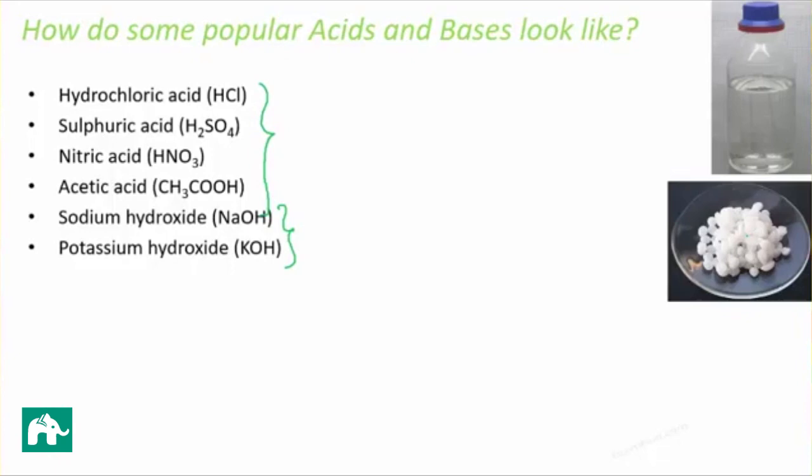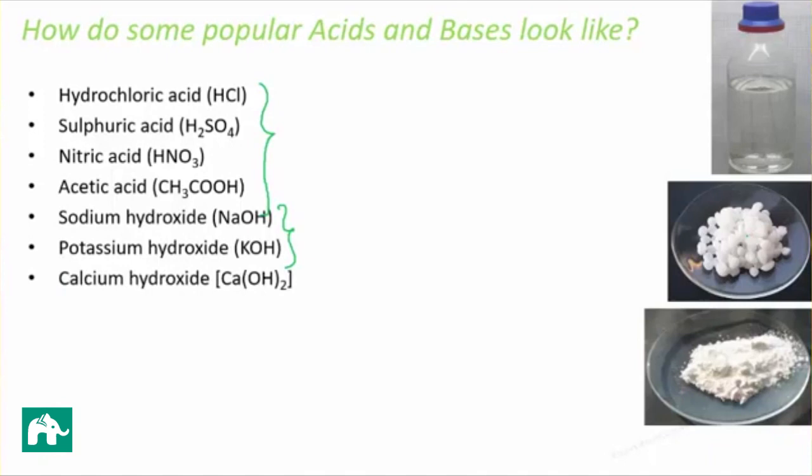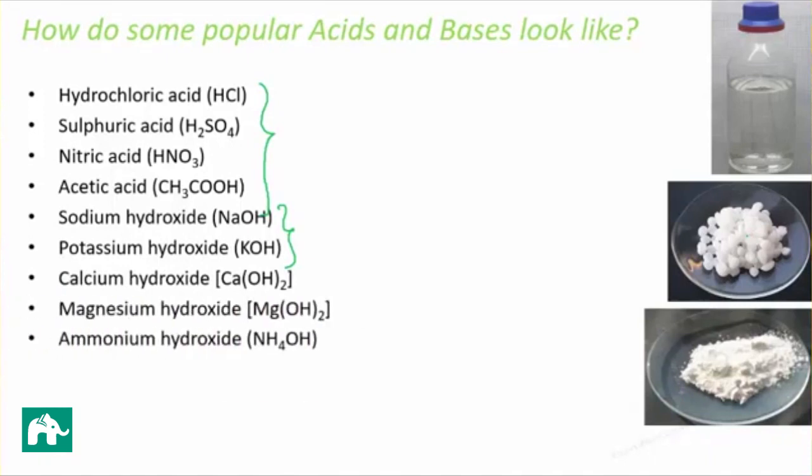They're solid. Again, when you talk about some other bases like calcium hydroxide, magnesium hydroxide or ammonium hydroxide, they are all in powder form like this, white color, powdery form. Right? So this is how some of the popular acids and bases look.